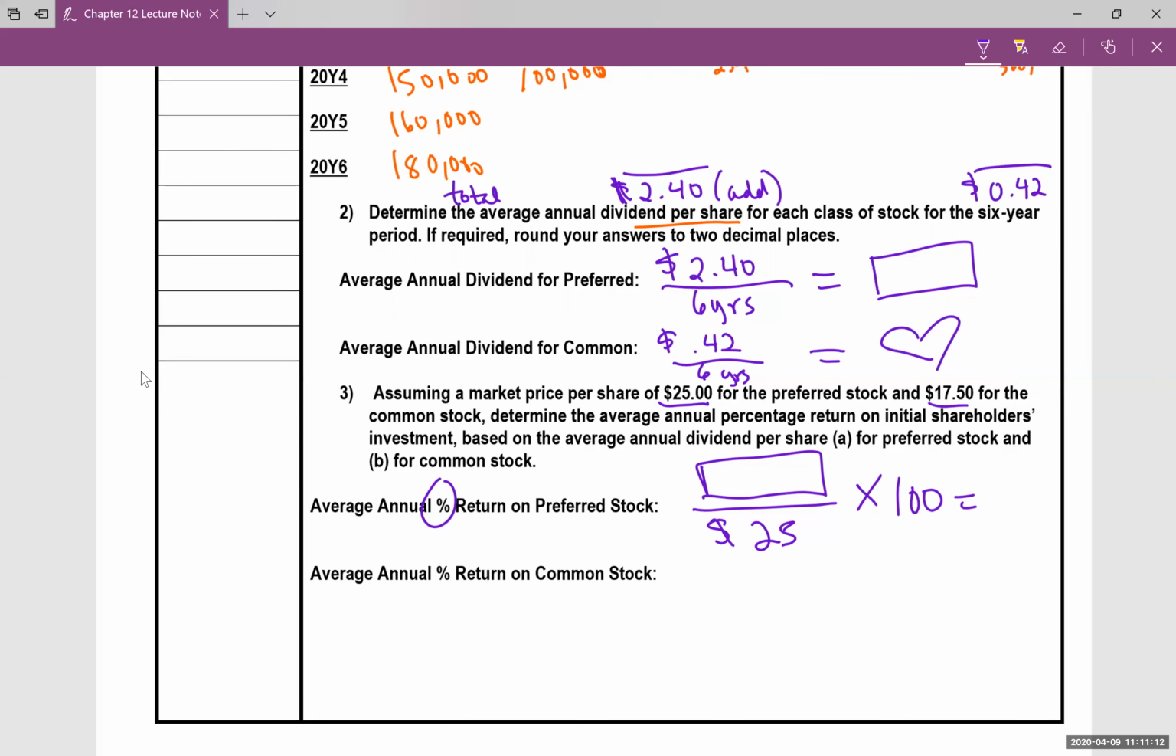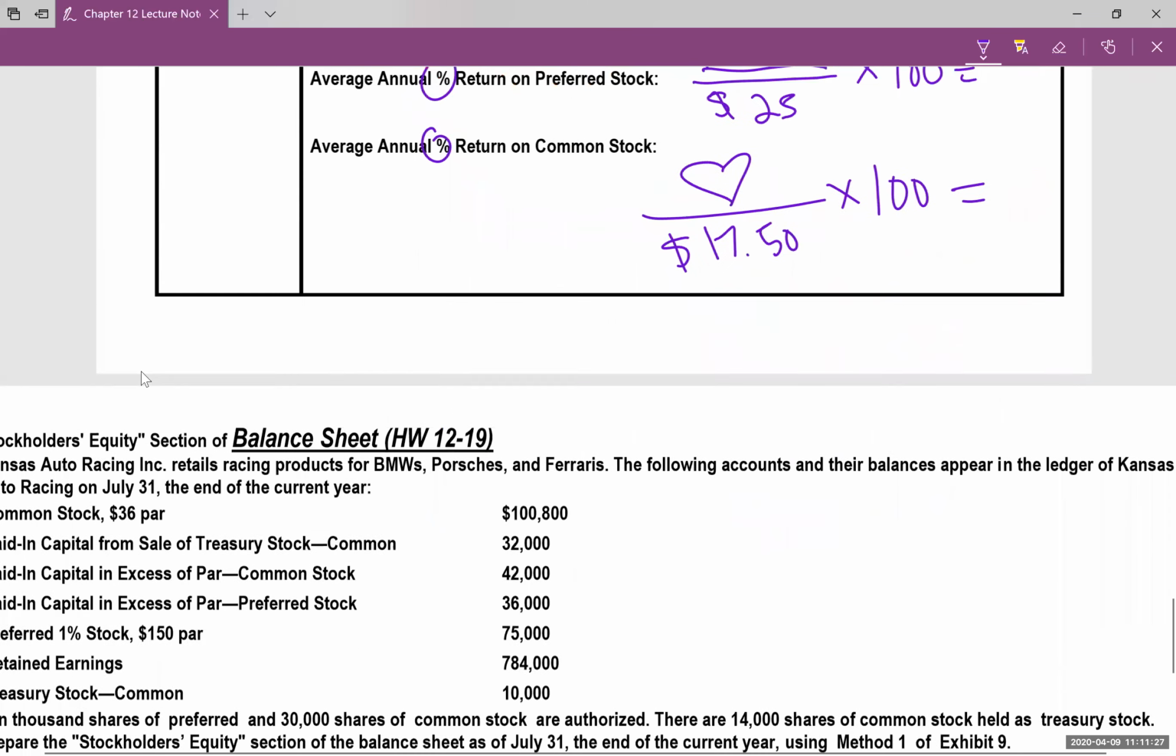And same thing with this one. This time you'll take your heart answer, and that number you divided by the market price was $17.50. Of course, you have to take that times 100, and you'll have your answer on that one. So this should really help you with problem 1A.